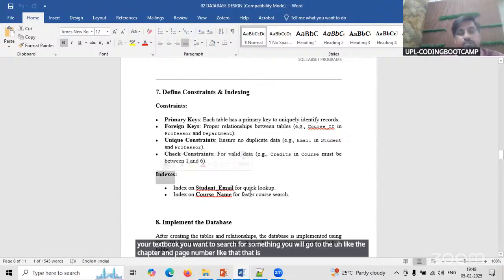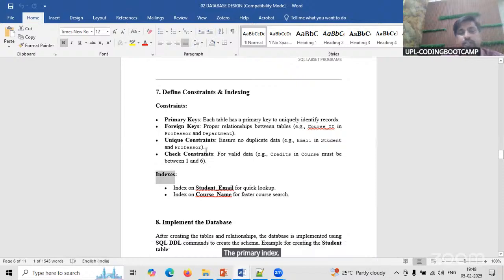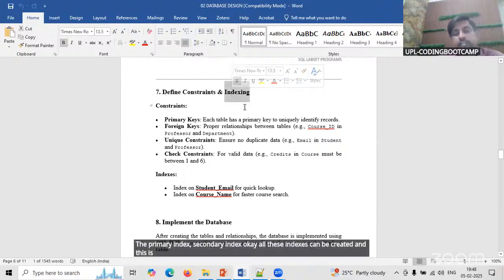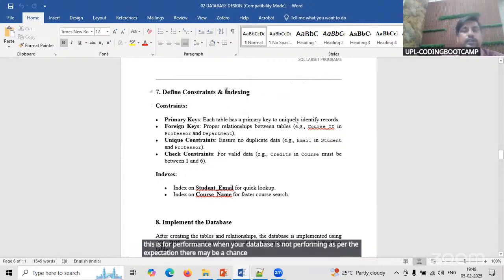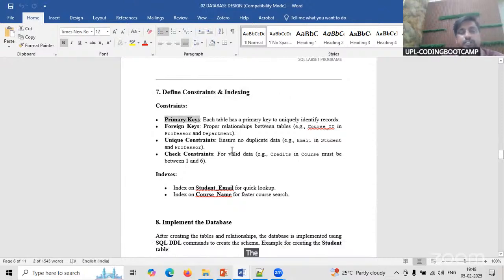In the database also, we can create a primary index and a secondary index. All these indexes can be created, and this is for performance. When your database is not performing as per expectation, there may be a chance that indexes have not been created. By default, the indexes will be created based on the primary key.